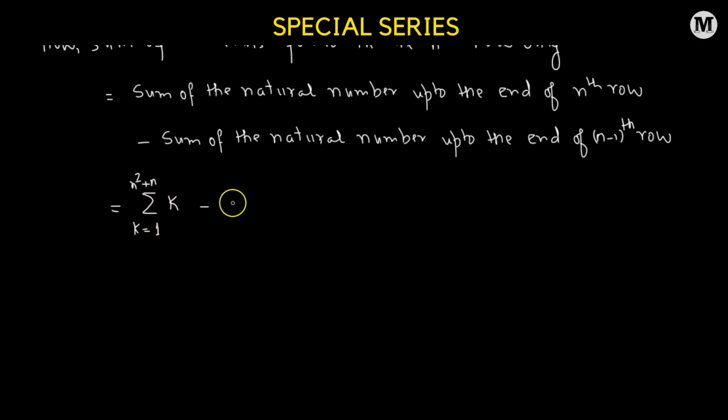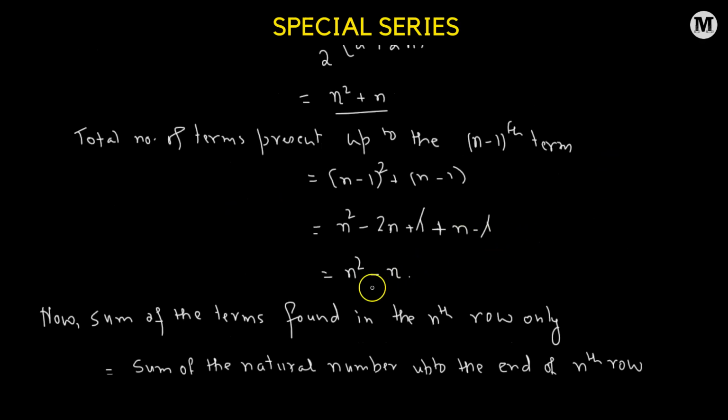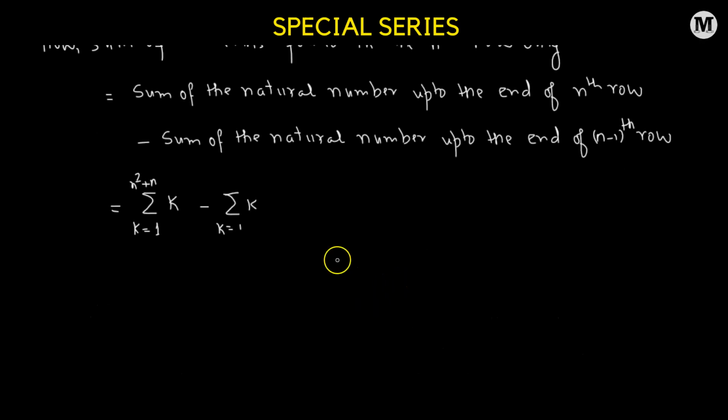And from here, we're going to subtract the sum of all the natural numbers, where the k index runs from 1 to the n minus 1th row. So here, up to the n minus 1th row, we have a total number of n squared minus n terms. So k goes from 1 to n squared minus n. Now we will solve this.